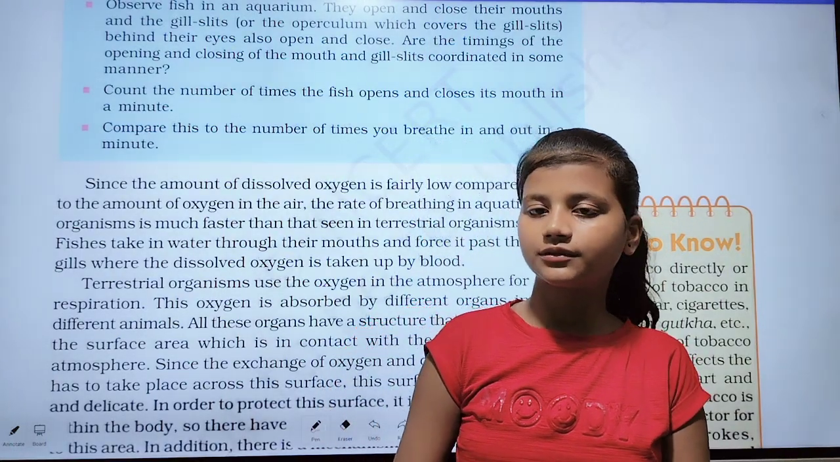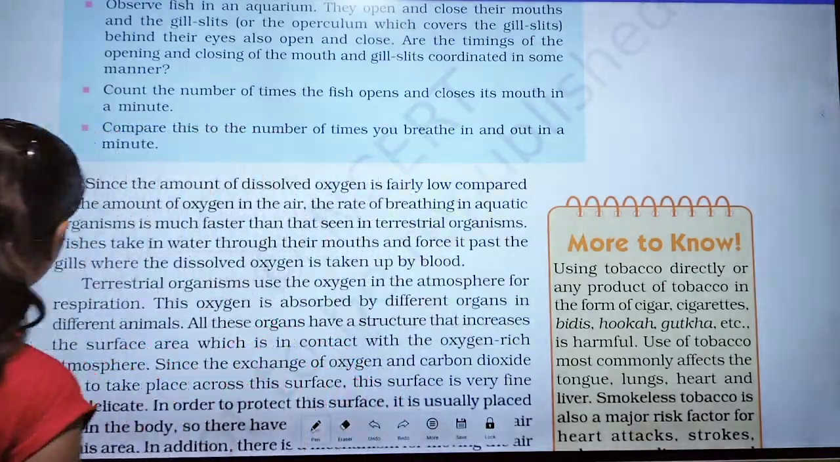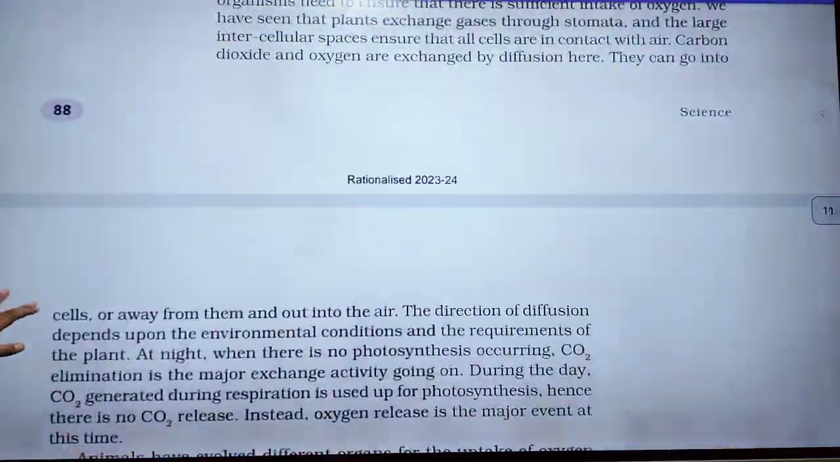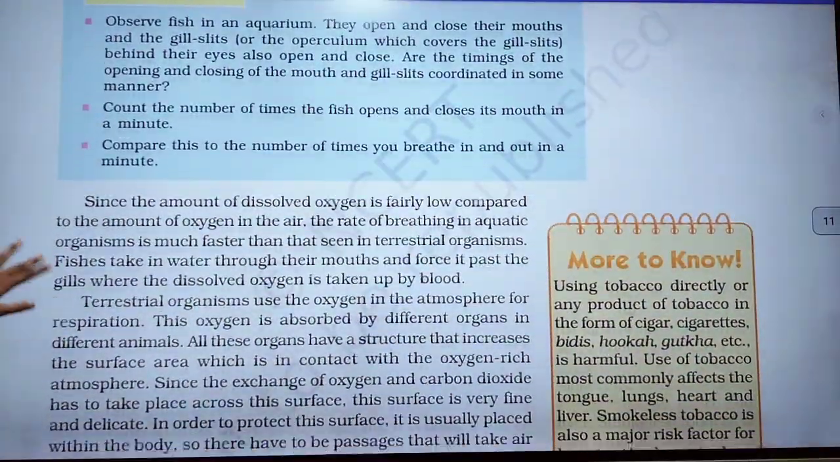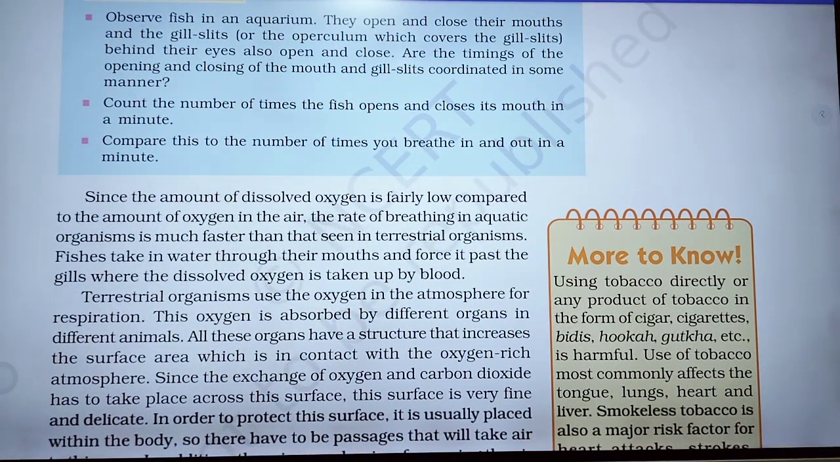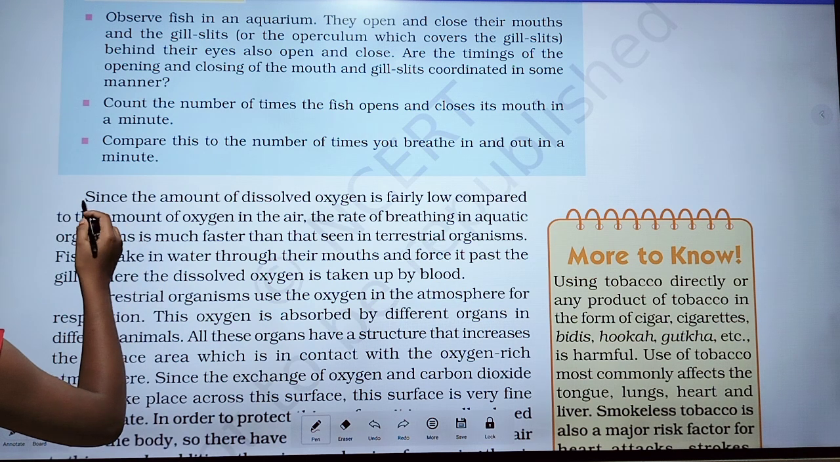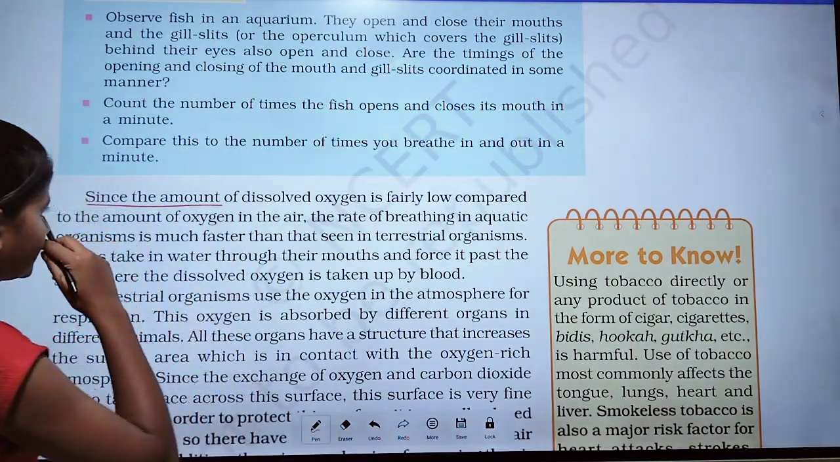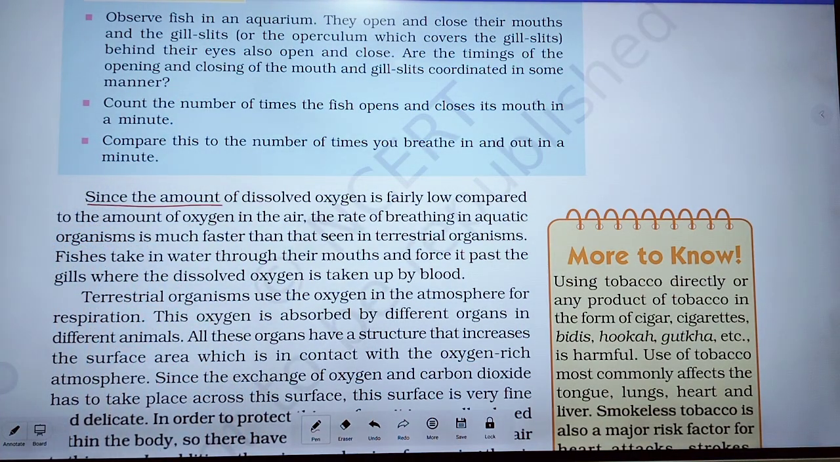So in the previous video, we had already discussed respiration, some important terms of respiration, and aerobic and anaerobic respiration. Okay, now let's discuss further.